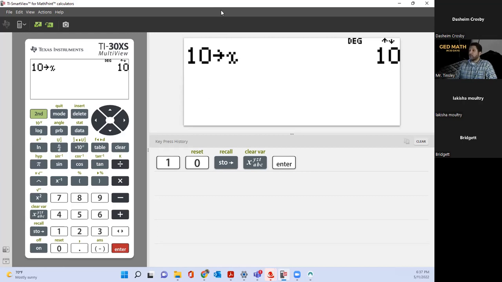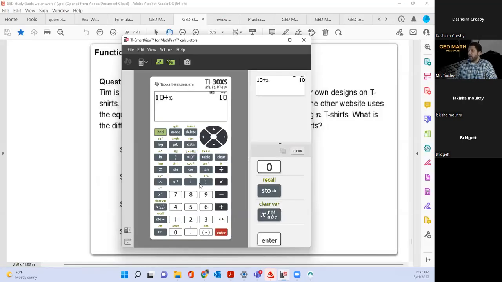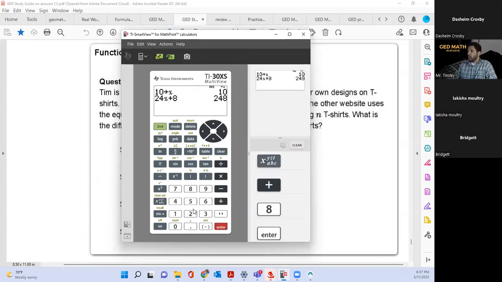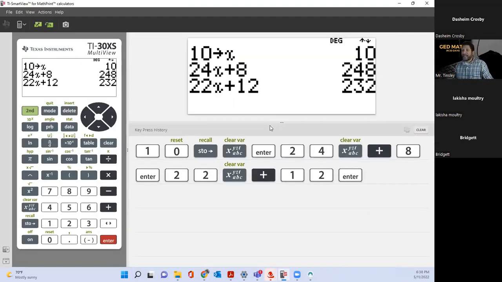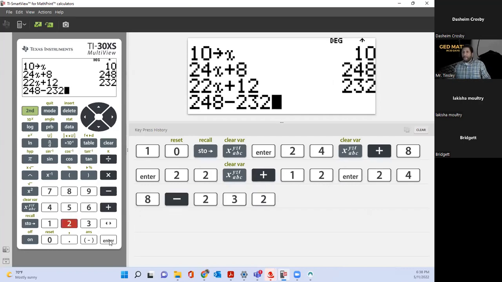Watch this. The first equation was 24X plus 8. The second equation was 22X plus 12. Enter. Did I still get the same thing? Yes, I did. Now I just need to subtract the two. 248 minus 232. Bam, done. Beautiful. And this is why I'm telling you, take the time to do those practice problems.